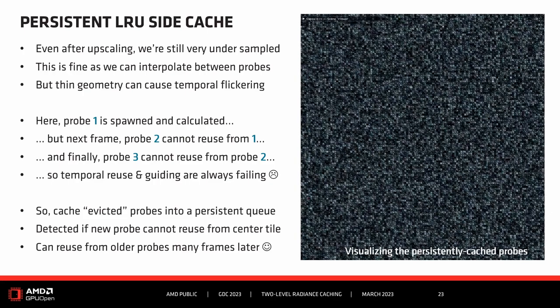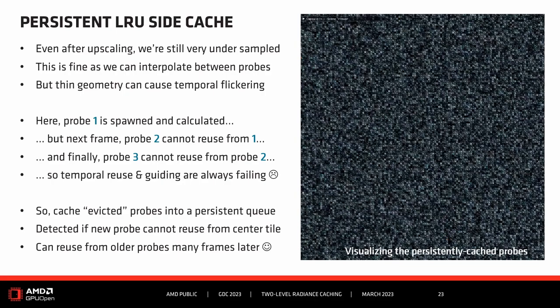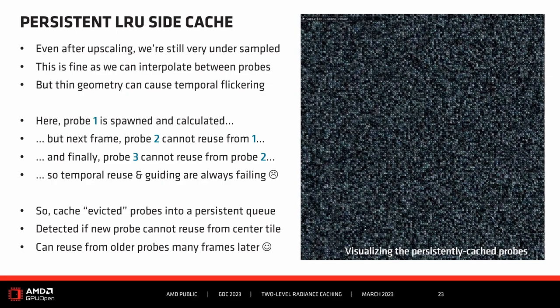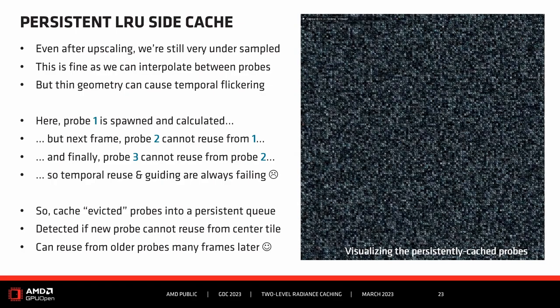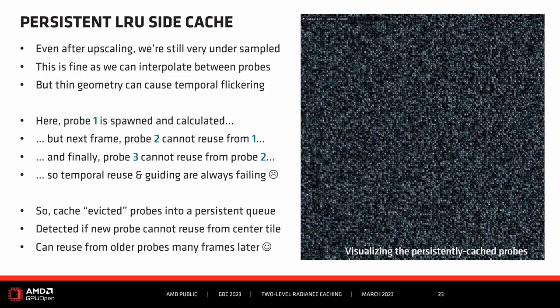This is the cached probes. You can see it's a bit of a mess. That's because the queue is constantly reordered based on least recently used usage. So the least recently used cache probes are the ones we evict first. So you get this kind of random ordering.